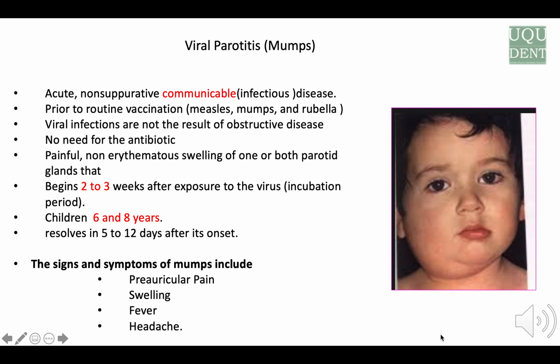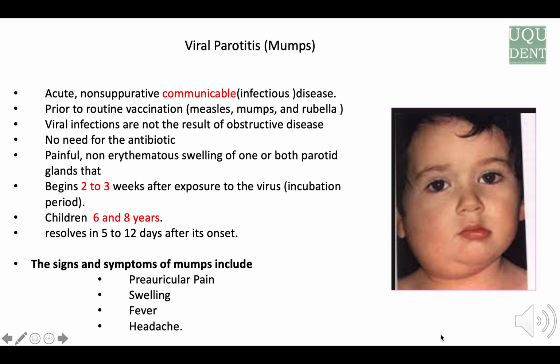Viral parotitis, or mumps, is an acute, non-suppurative, infectious disease. It was common before the routine vaccination of the MMR. The viral infections are not the result of an obstructive disease. Because it's a viral infection, there is no need to give an antibiotic. The signs and symptoms could be painful, non-erythematous swelling, as you can see in the picture, of one or both parotid glands. It begins 2 to 3 weeks after the exposure, so the incubation period is 2 to 3 weeks.